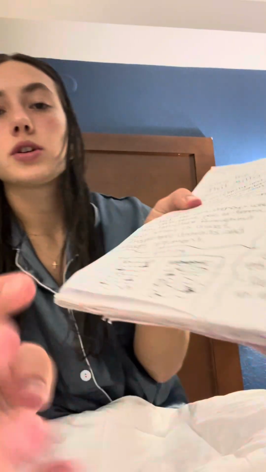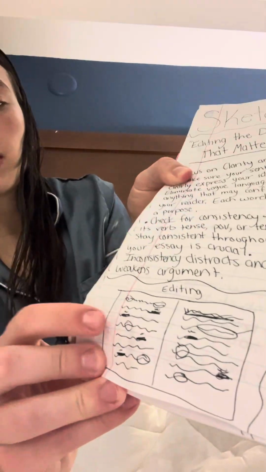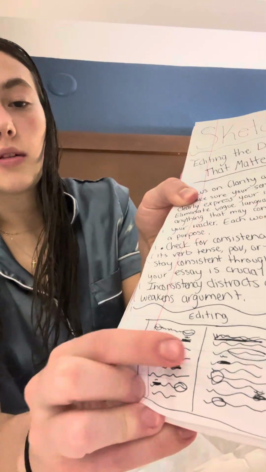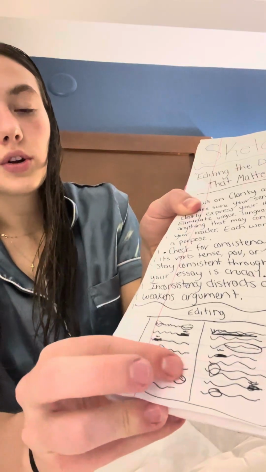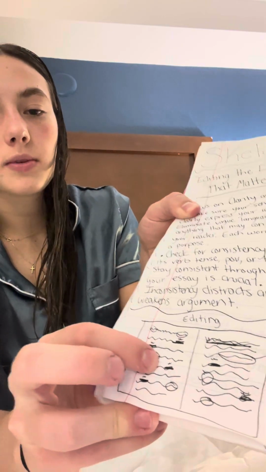And then for my picture, I have a little paper that shows the parts you can edit, like how you circle or you underline or you cross off and replace it with new words.